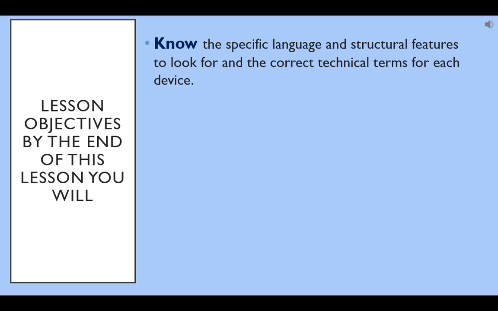In addition, you'll know the correct technical terms to use for identifying those language and structural features, because it is a requirement of your response to question 3 that not only do you identify them, but you use the correct term when you do so. So that's the first level of dealing with these language and structural features. This is essentially feature spotting, identifying and naming them.